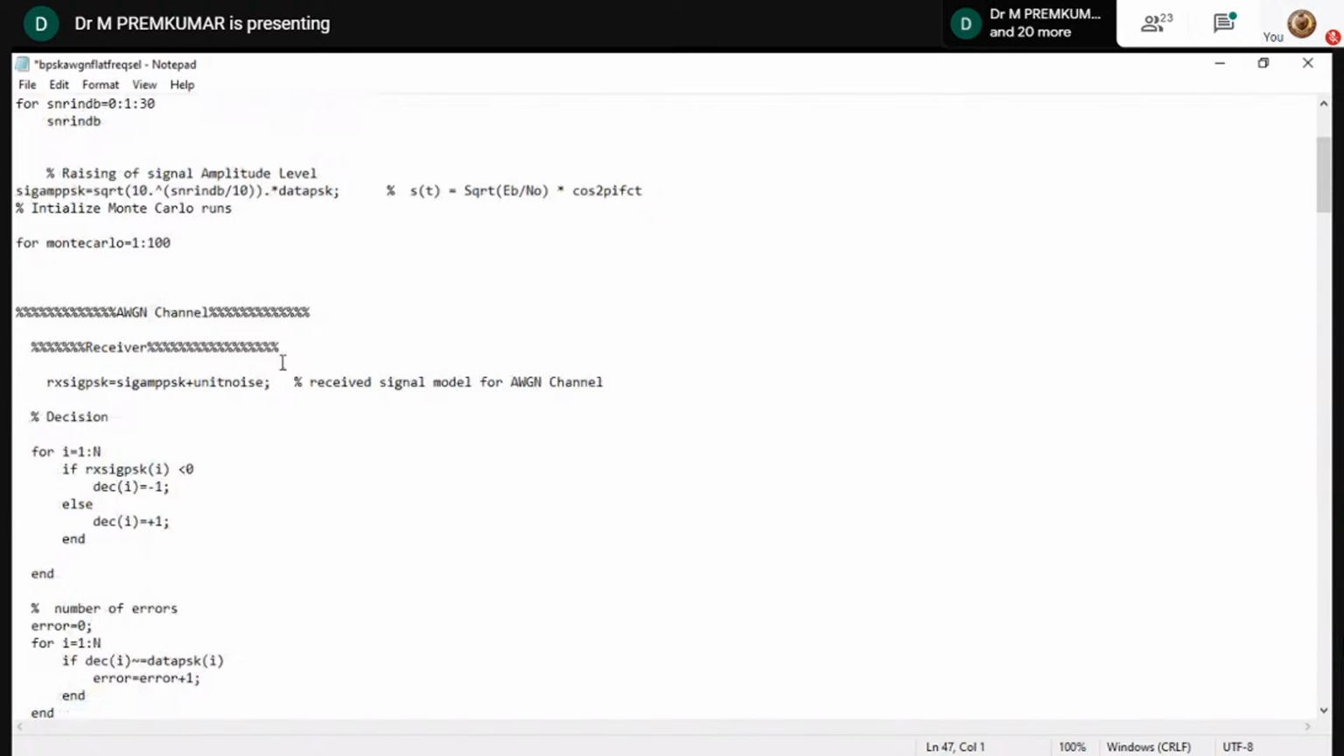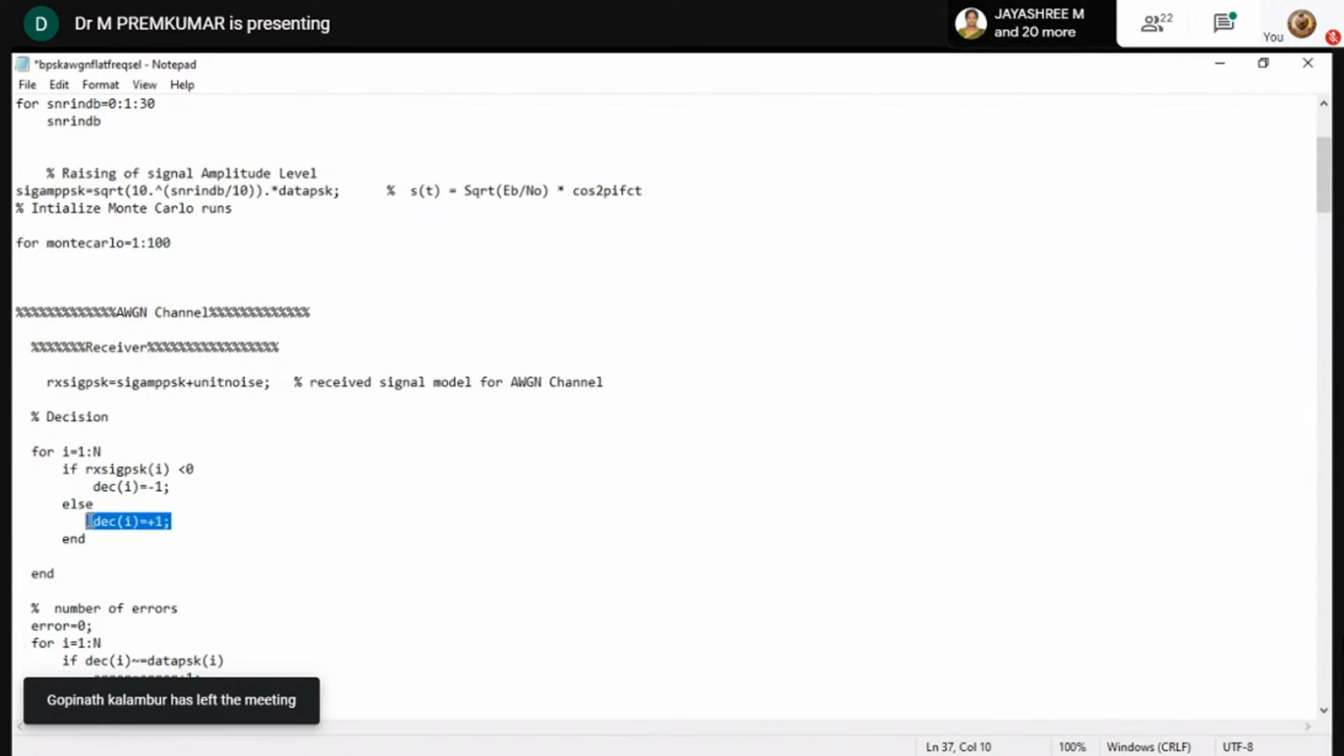Okay. So if the received signal is less than this particular threshold, this is the decision parameter for a BPSK modulated signal. Likewise, you can have it for various modulation schemes. So you can have either +1 or -1. If it is less than 0, it is -1, and if it is greater than 0, it is +1.